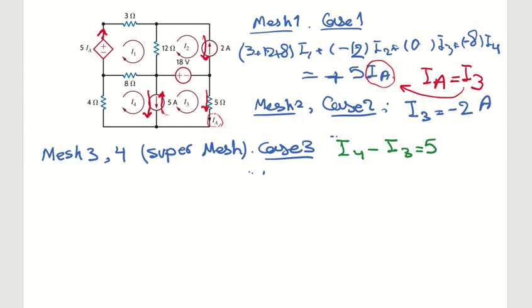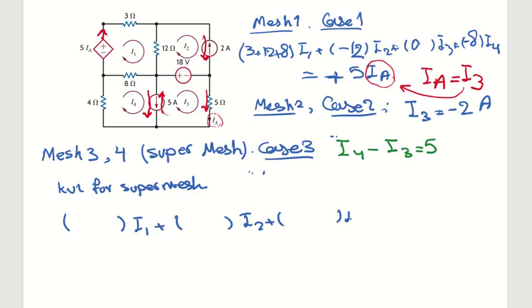I need another equation for the super mesh, which is KVL for the super mesh. Just like case 1, the equation in terms of the currents of the meshes has 4 unknowns, I1, I2, I3, and I4, and I have to figure out the coefficient for each of these currents. So let's start with I3 and I4, which are part of the super mesh. Here is my super mesh in the circuit. I3 and I4 are inside the super mesh.